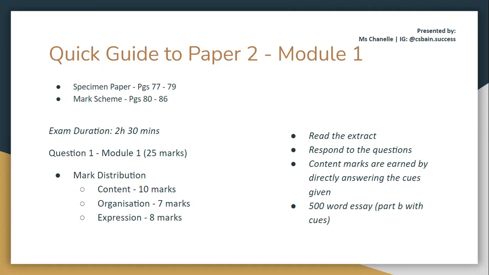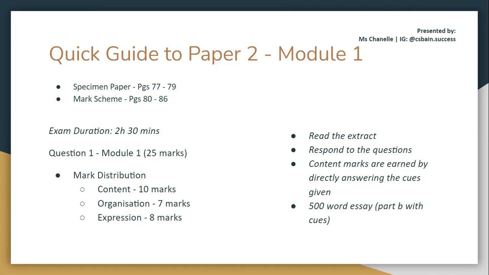This question is actually separated into parts. Again, as per the specimen paper, the last part of it is the essay, part B, and that's 500 words. And in the specimen paper, you get cues. Cues meaning you're looking at certain points for you to include in your essay. So they basically give you a guide.